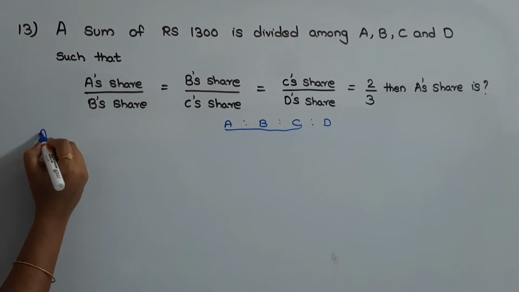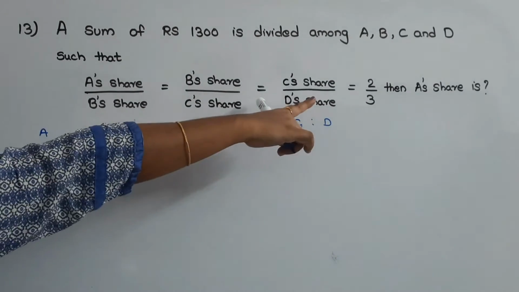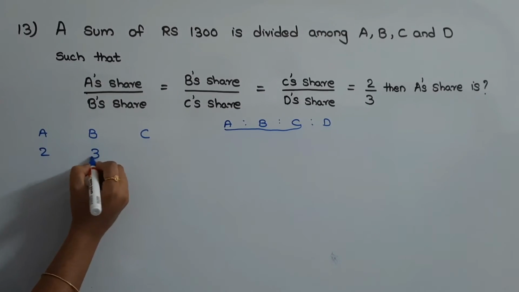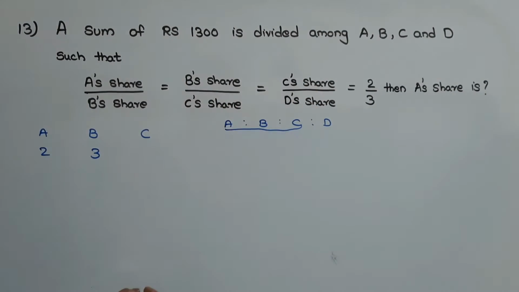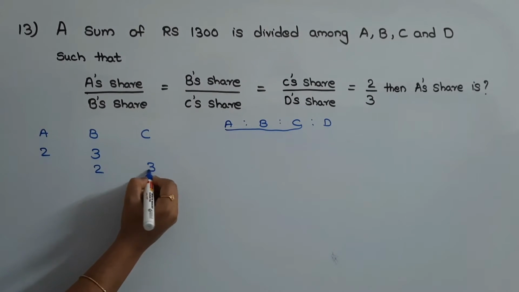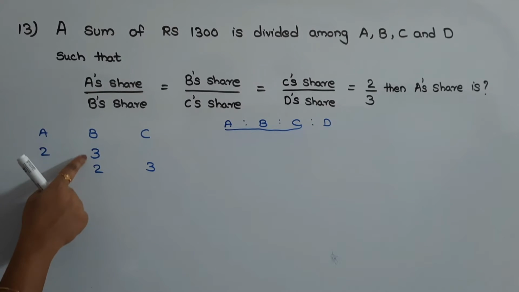So write A, B, C. A is to B is given as 2 by 3 or 2:3. That you write here. B by C is given as 2 by 3. So B is to C is 2:3. Now the next step is we need to make the value of this B same.